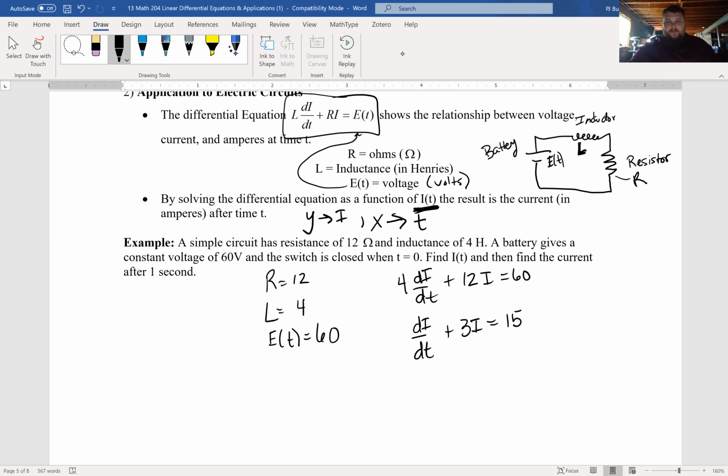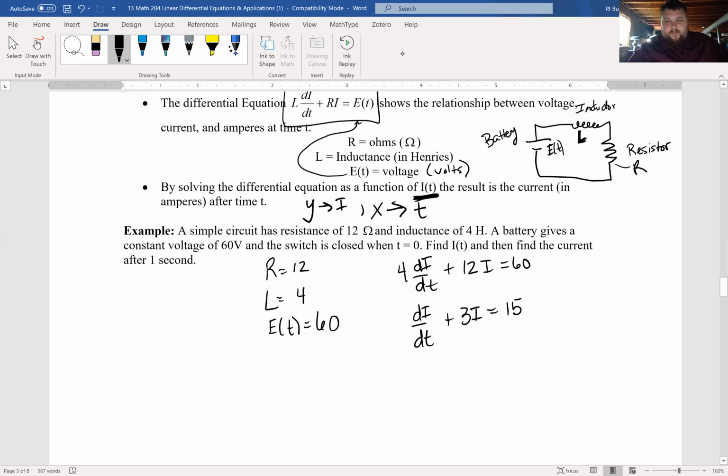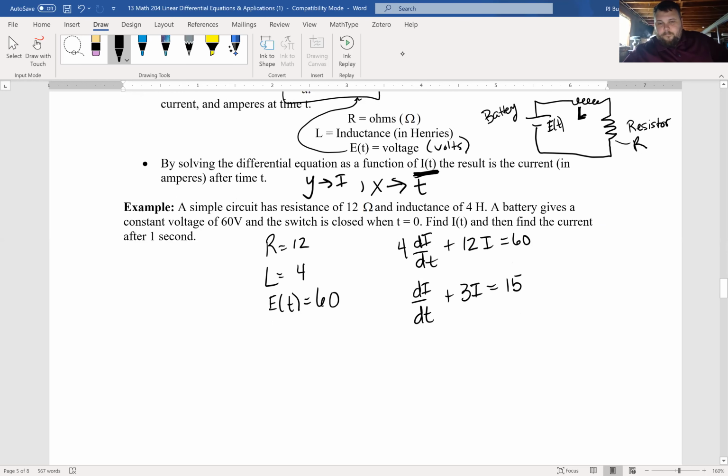So the only thing special I've done so far is just use some new variables. Now, this is in the correct format because I have my derivative plus some function times I equals some other function. So P of X, or in this case, P of T, is 3, because this is I prime plus P of T times I equals Q of T.